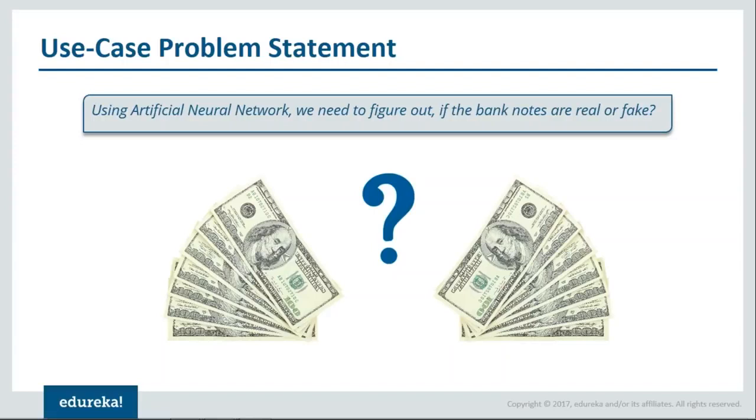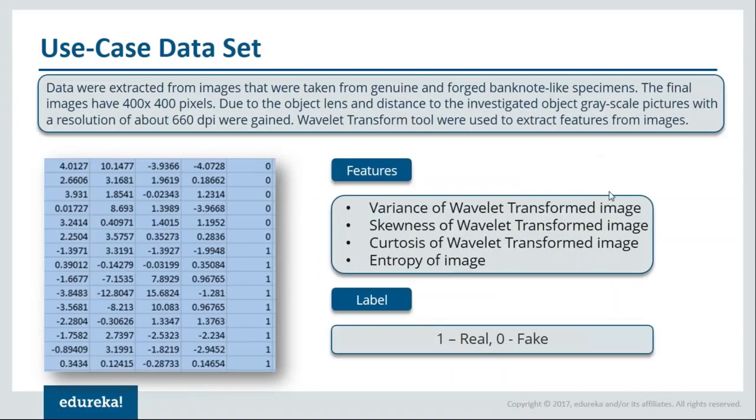So this is the problem statement, guys. We need to figure out if the banknotes are real or fake. And for that we'll be using artificial neural networks. And obviously we need some sort of data in order to train our network. So let us see how the data set looks like. So over here I've taken a screenshot of the data set with few of the rows.